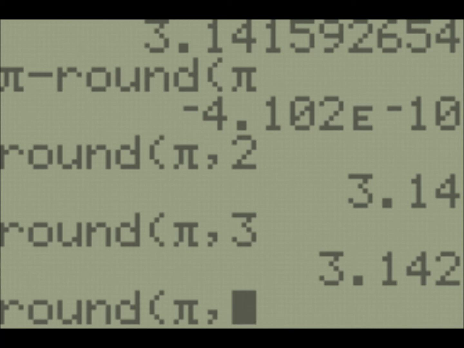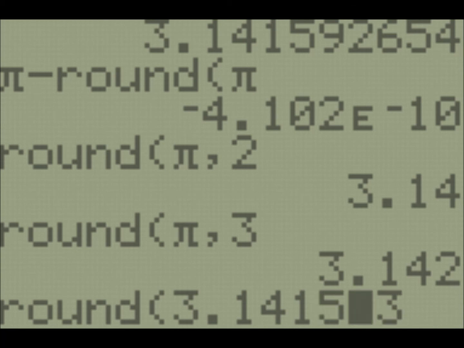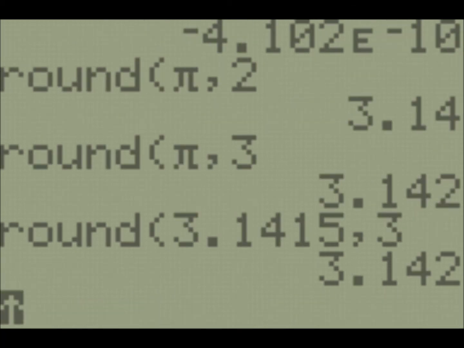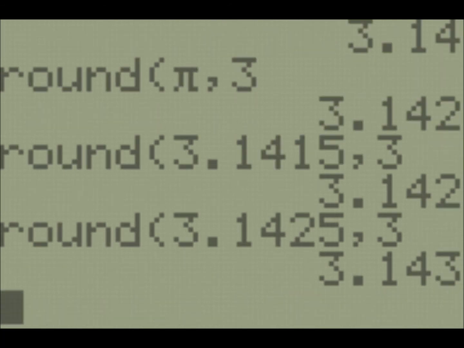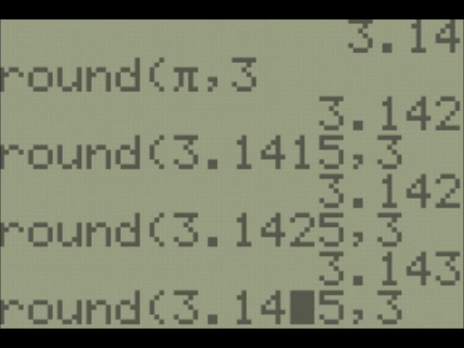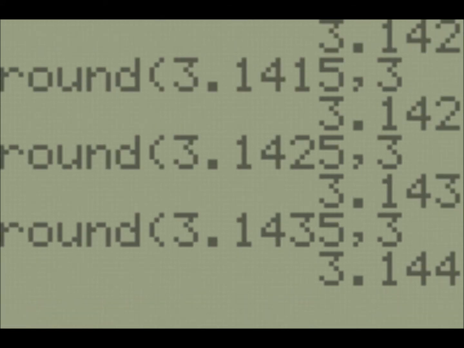Important to note, it doesn't matter about the digit before or the digit that you're rounding to. If we were doing 3.1415, it doesn't matter that there's a 9 after the 5; it only looks at the 5. And it doesn't matter that this is a 1 before the 5; it only checks the 5 and it will round up whether or not this is even or odd.